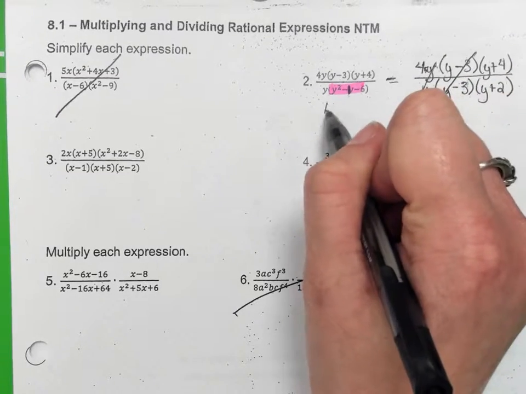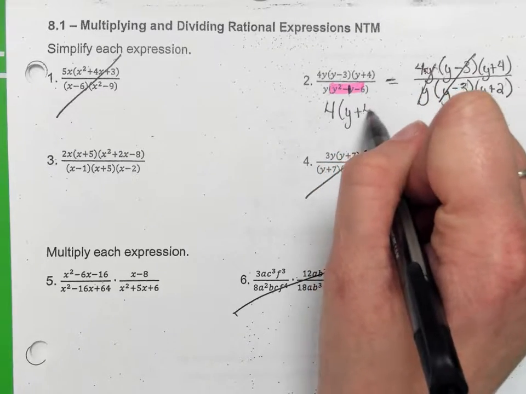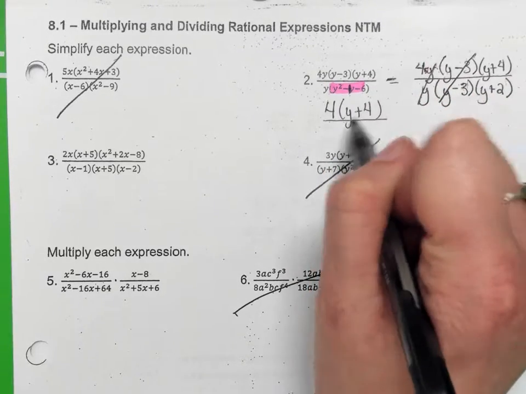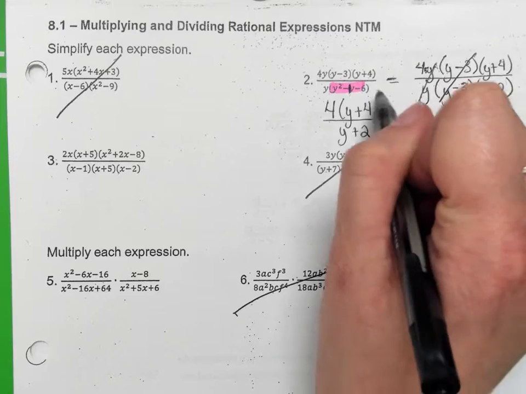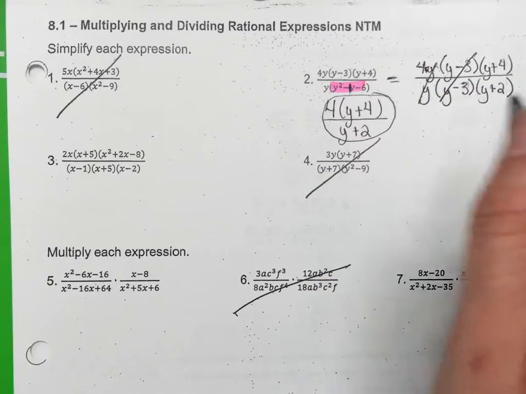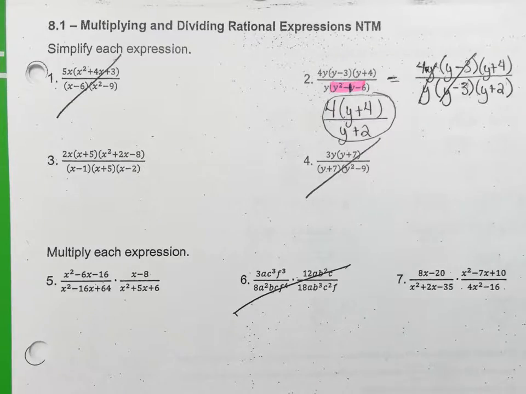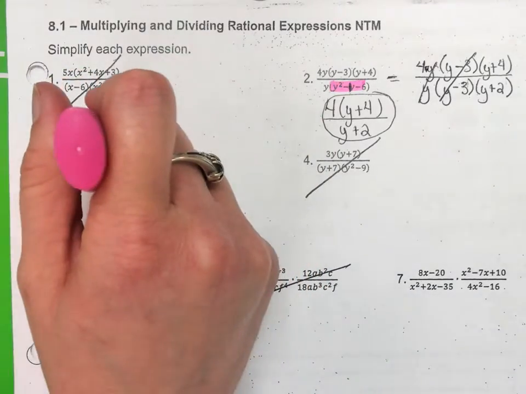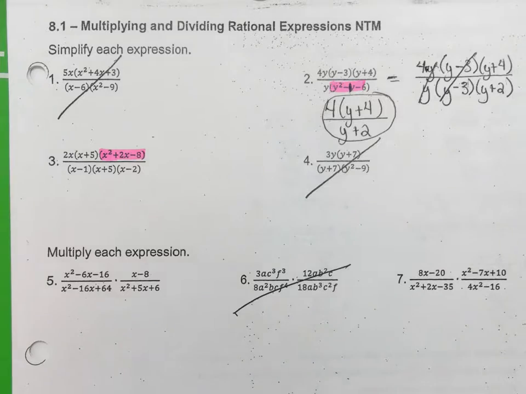Alright, so you're left with 4 and y plus 3. And then you're left with y plus 2 on the bottom. And that's your answer. Alright, let's do number 3. Same thing on number 3. You're going to need to factor that piece right there.